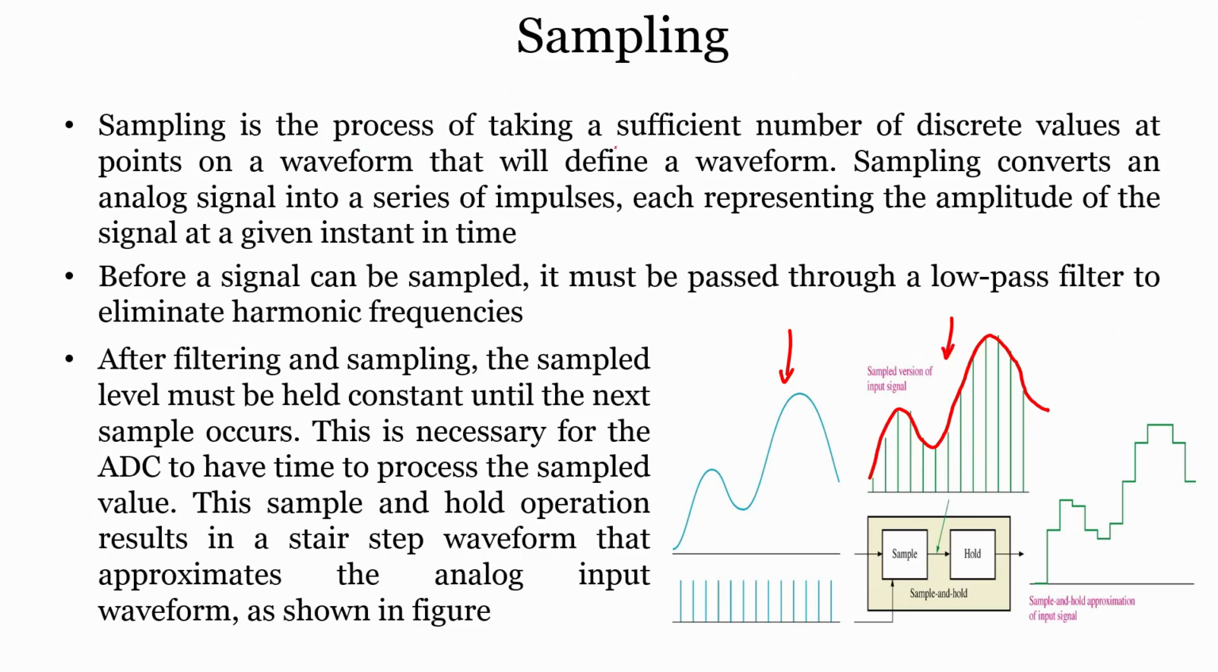Sampling is the process of taking a sufficient number of discrete values at points on a waveform that will define the waveform. Sampling converts an analog signal into a series of impulses, each representing the amplitude of the signal at a given instant in time. Before a signal can be sampled, it must pass through a low pass filter to eliminate any harmonic frequencies, right. We have to eliminate the harmonic frequency. So, what is the filter that we can use? We can use a low pass filter.